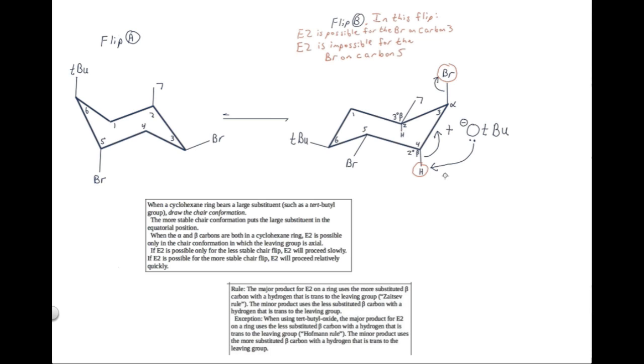And thirdly, we had to decide whether we were going to use carbon 2 or carbon 4 as our beta carbon. Well, we realized that we were using tert butyl oxide, and for tert butyl oxide, the major E2 product comes from using the less substituted beta carbon. That's how we decided to use carbon 4 and not carbon 2. And finally, notice that we didn't use this hydrogen. We didn't use this hydrogen because this hydrogen is not trans to the leaving group. Remember that on a ring, you need to use a hydrogen that's trans to the leaving group. Like this one, that's the only way that they can actually be anti to each other.